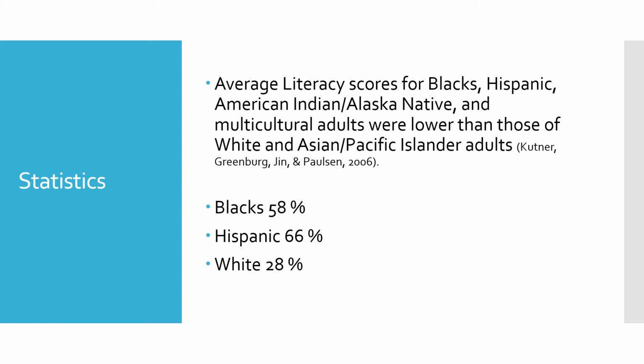Research shows that minorities are more than likely to have limited language proficiency as compared to the majority. Average literacy scores for Blacks, Hispanics, American Indian and Alaskan Natives, and multicultural adults were lower than those of white and Asian Pacific Islander adults. 58% of Blacks are illiterate, 66% of Hispanics are illiterate, as compared to 28% of the white majority experiencing illiteracy.